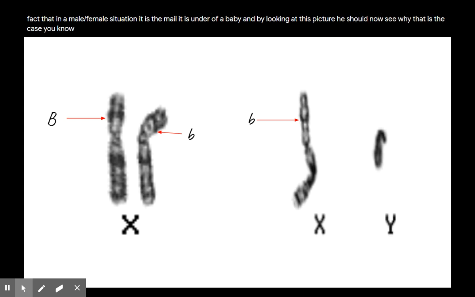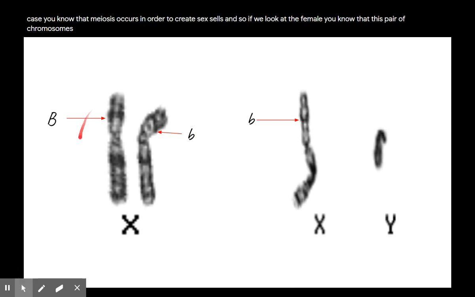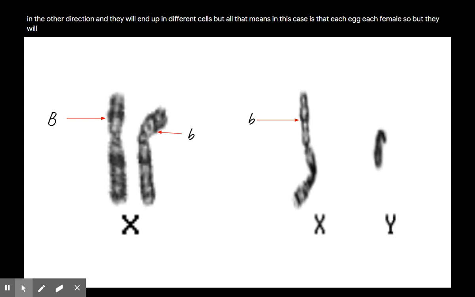You know that meiosis occurs in order to create sex cells. And so if we look at the female, you know that this pair of chromosomes is going to be divided up during meiosis. One of them is going to get pulled in one direction. The other will get pulled in the other direction, and they will end up in different cells. But all that means in this case is that each egg, each female gamete, will have one X chromosome, but they will all have an X chromosome.